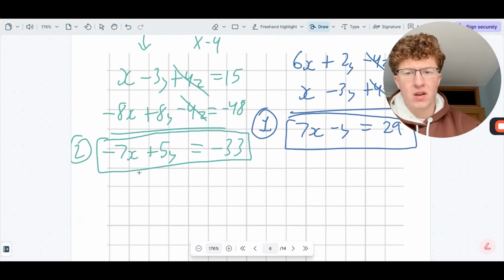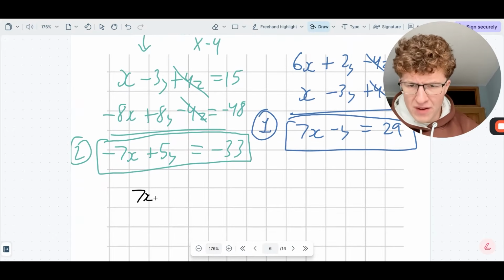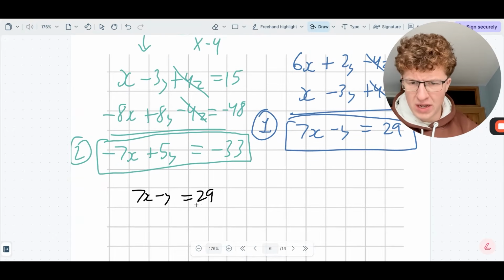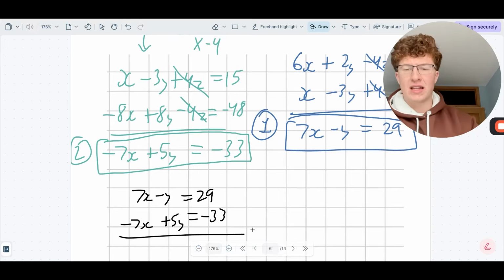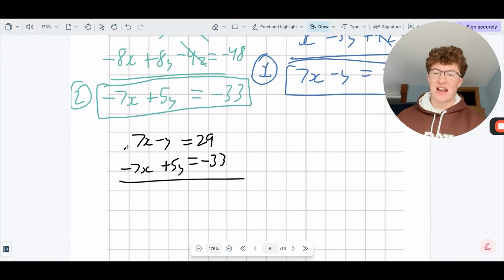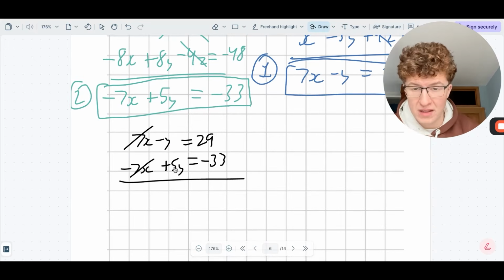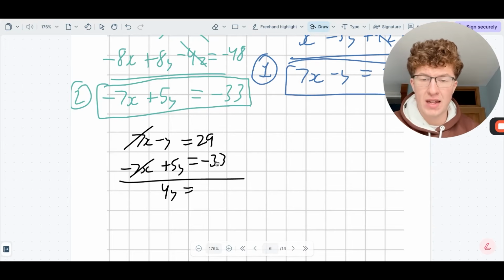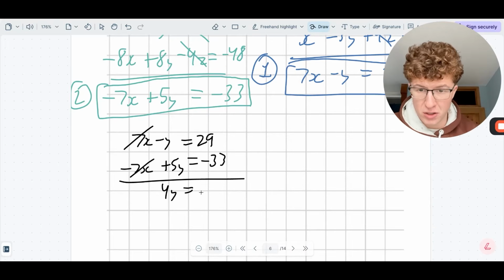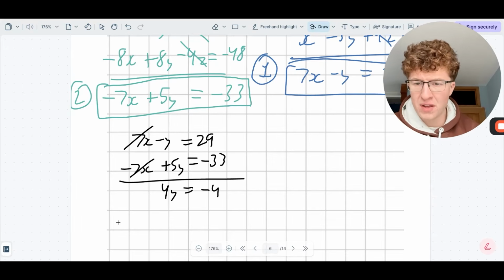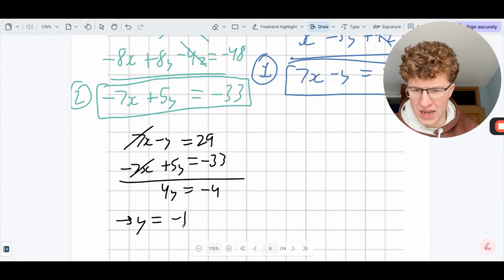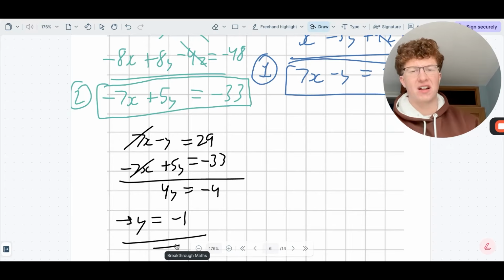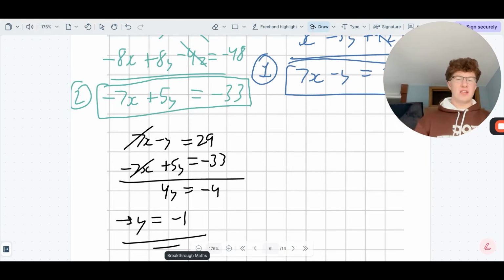So we have 7x minus y is equal to 29, and then minus 7x plus 5y is equal to minus 33. Luckily, these 7s are going to cancel already. So we'll just do that. And then we're going to get a 4y here, because 5 minus 1 is 4. And then we're going to have 29 minus 33, and that's going to be negative 4. So then we have y is equal to negative 1. Boom. First answer gotten.